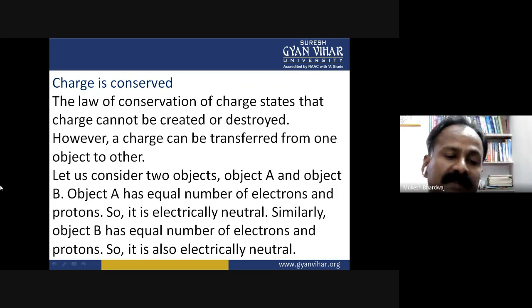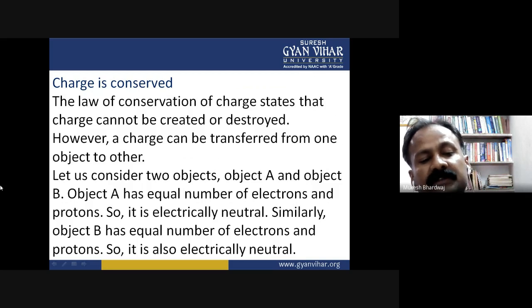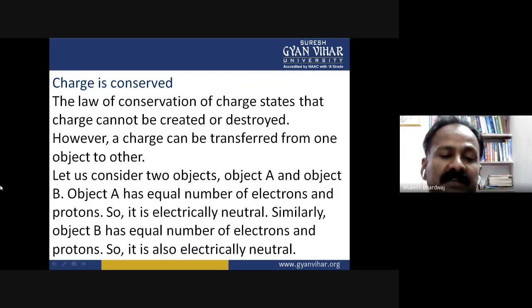For example, the conservation of charge can be illustrated by some examples. When a glass rod is rubbed with silk, negative charge appears on the silk while an equal amount of positive charge appears on the glass rod. In this way, the net charge on the glass-silk system remains zero both before and after rubbing.